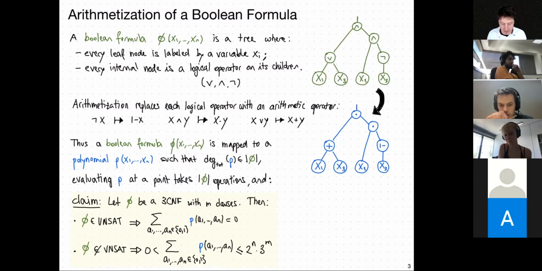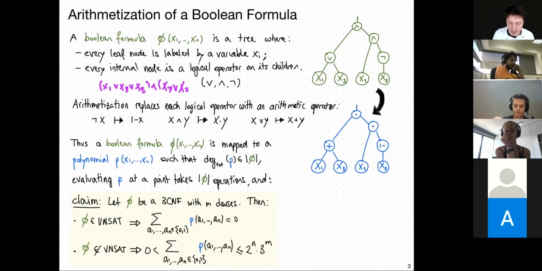And I guess we're getting to it just now, why that's the case. So in a 3CNF, you have clauses that look like, I don't know, x1 or x3 or x5, and x7 or x2 or x1, and so on and so forth, right? When you turn the ORs into pluses and the ANDs into times, it means that one of these will have size at most 3, right?